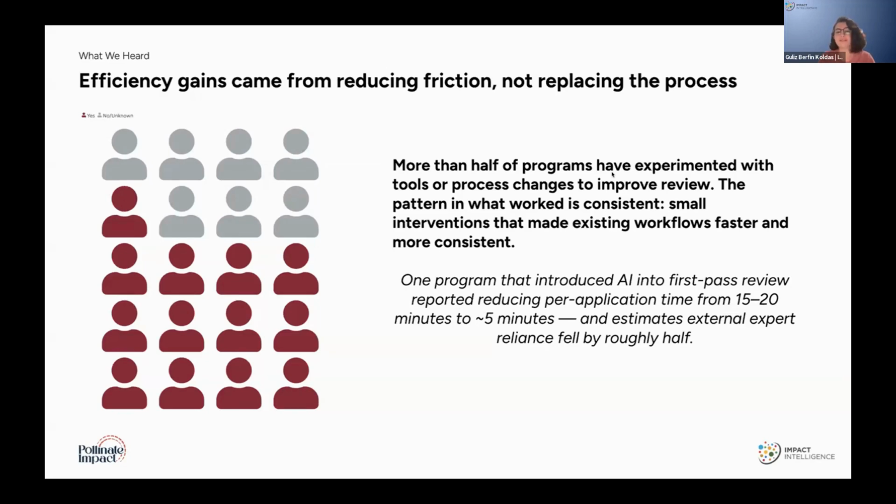It doesn't work. There are steep learning curves that have to be adjusted. If it's an existing system, it doesn't really consider the context of your own project. It's hard to align that. And what worked is looking at the existing workflows and doing small interventions on adjusting. So one of the programs who joined the interview said that they introduced AI into the first pass of the selection process, and they reported reducing the time from 15 to 20 minutes to 5 minutes, and reducing their reliance on external reviewers by half, which is quite a good number.